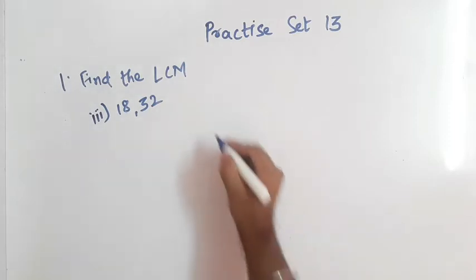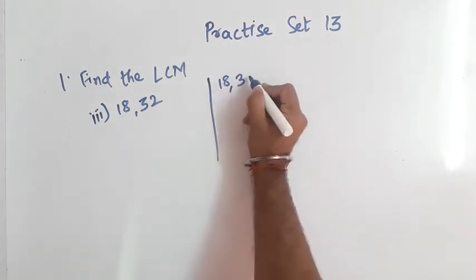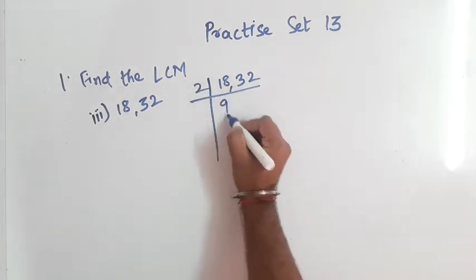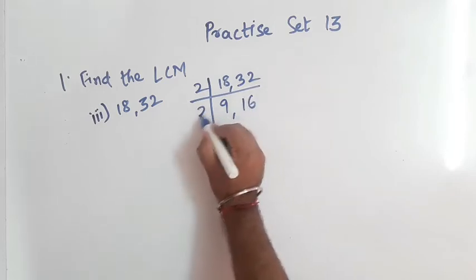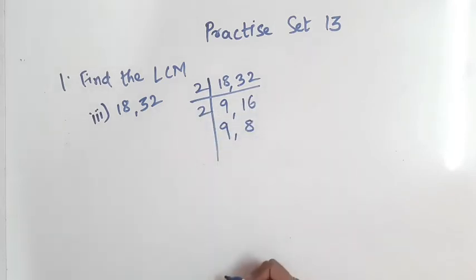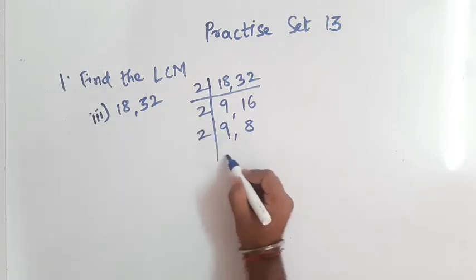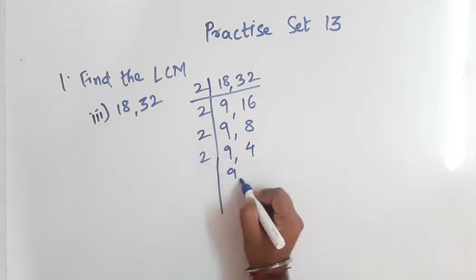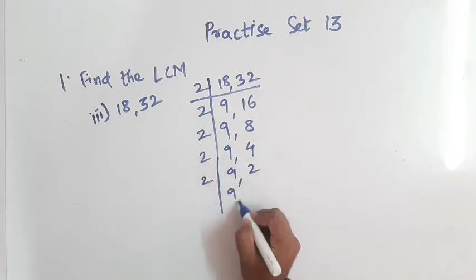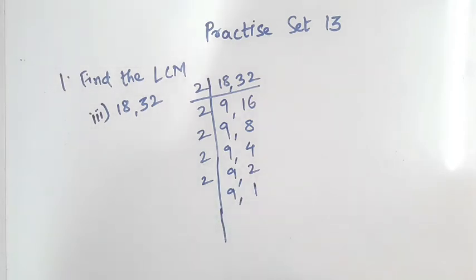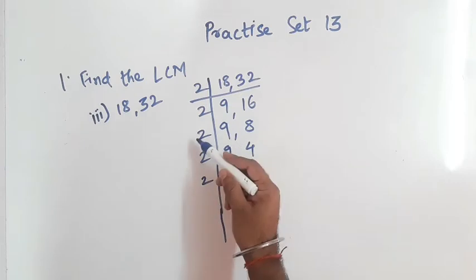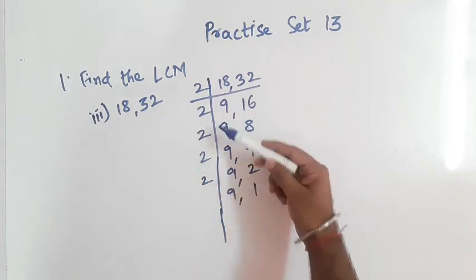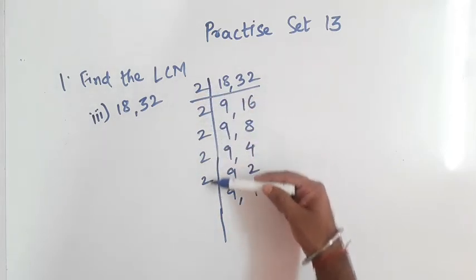Third one, children, 18 and 32. Now 2 nines are 18, 2 sixteens are 32. 2 nines as it is, 2 eights are 16. I can still take 2: 9 as it is, 2 fours are 8, 2 nines, 2 twos, 9, 1. Now you might be asking, why can't I straight away take 8 here? No, you are not allowed, because you cannot take composite numbers here. You are only allowed to take prime numbers here.